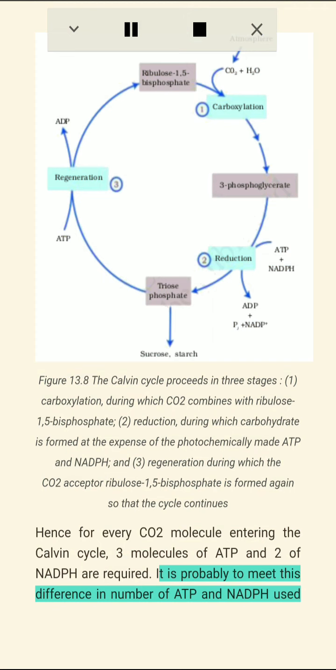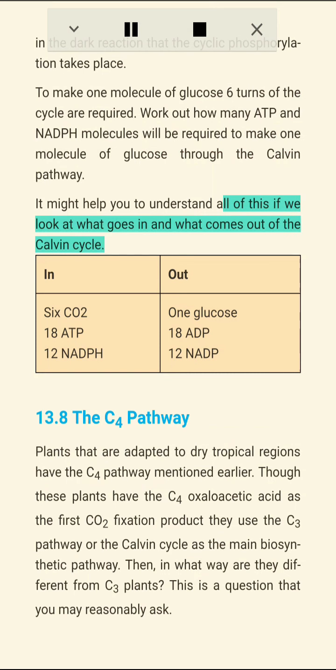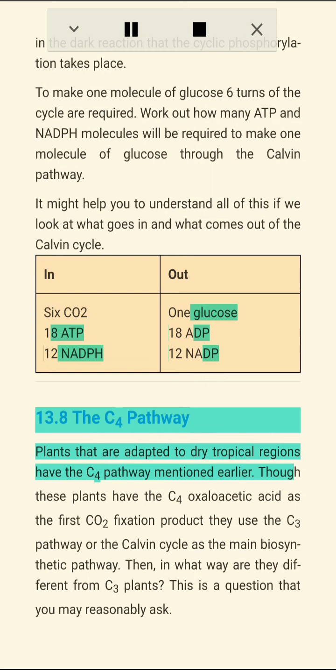It is probably to meet this difference in number of ATP and NADPH used in the dark reaction that the cyclic phosphorylation takes place. To make 1 molecule of glucose, 6 turns of the cycle are required. Work out how many ATP and NADPH molecules will be required to make 1 molecule of glucose through the Calvin pathway. It might help you to understand all of this if we look at what goes in and what comes out of the Calvin cycle. In: 6 CO2, 18 ATP, 12 NADPH. Out: 1 glucose, 18 ADP, 12 NADP.